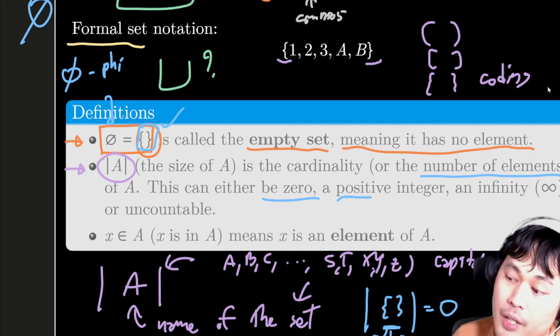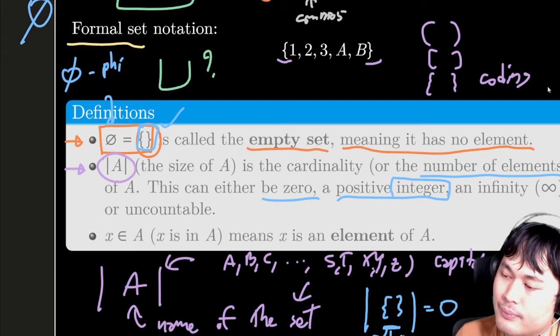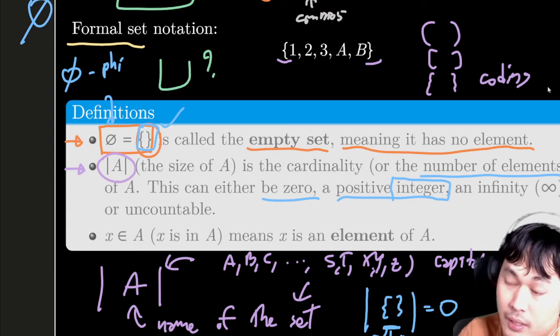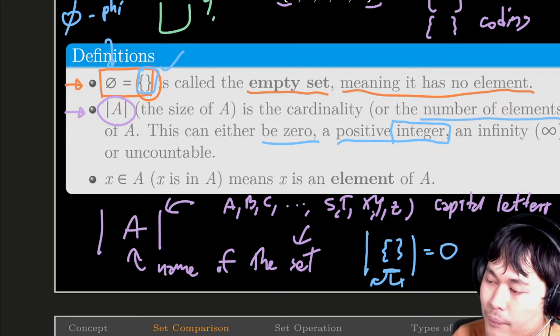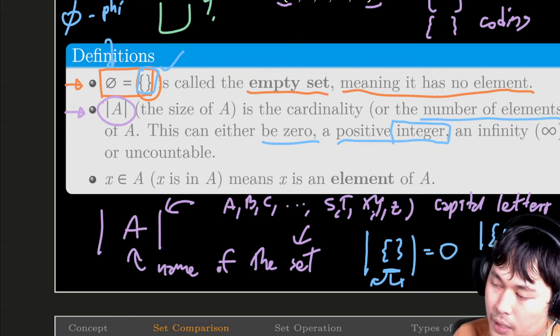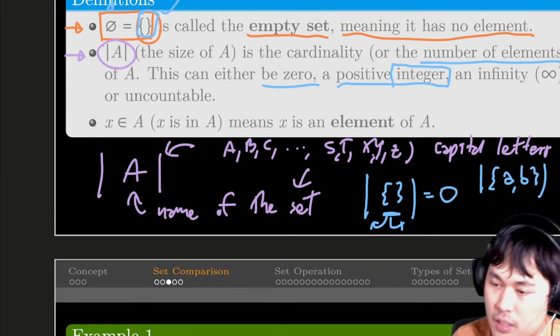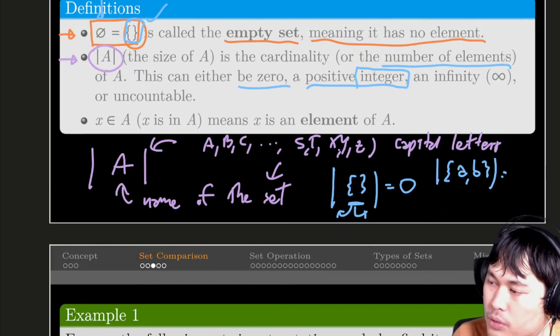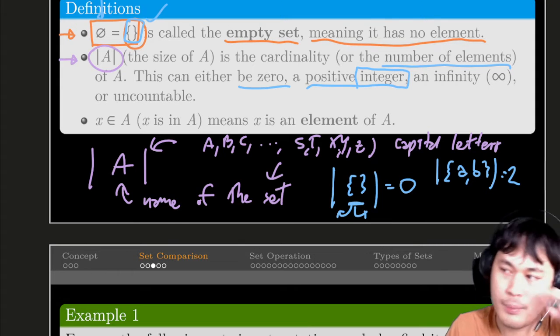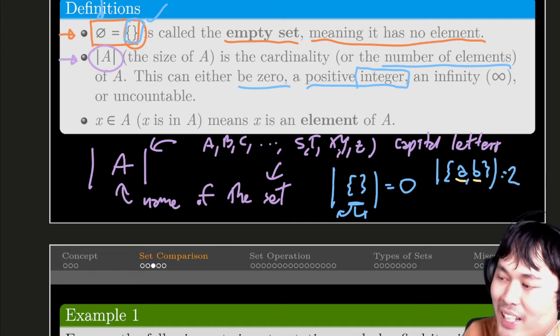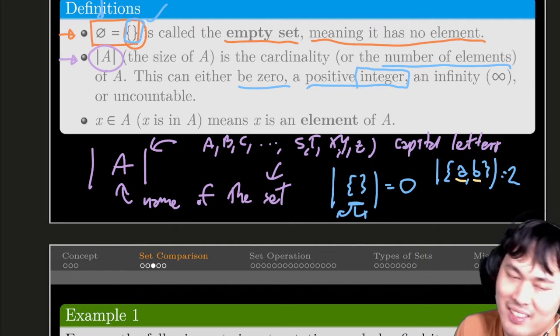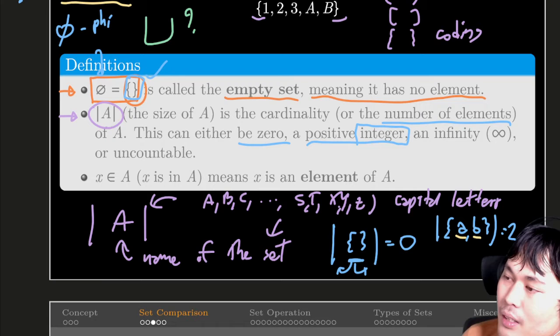And then it can be a positive integer. Since we are counting things, they have to be integers. So it can be 1, 2, 3, 4, 5, and so on. If I ask you how many elements there are in this set, you would say there are 2 elements because that's 1, that's 2. If you can count, then you can easily say how many elements there are. Or it can be infinite.